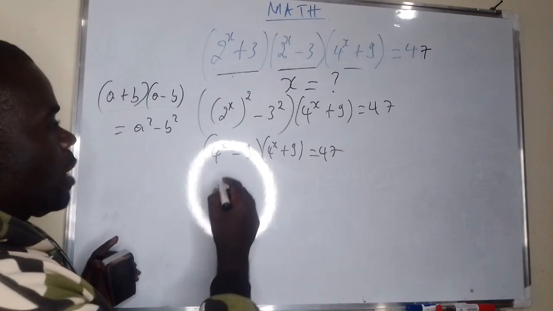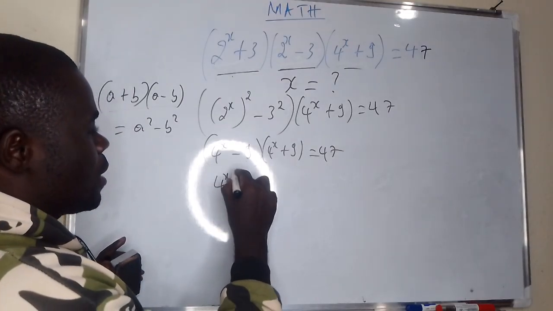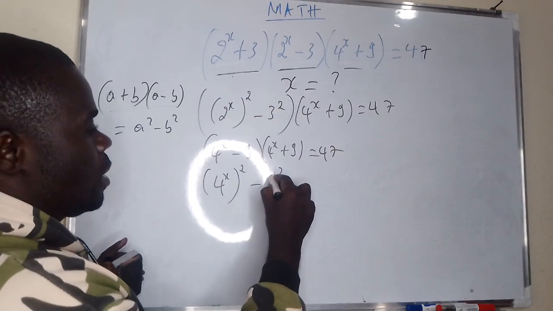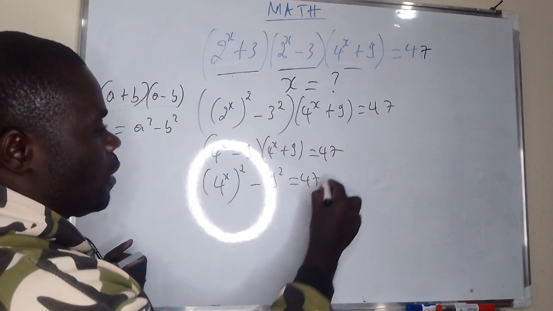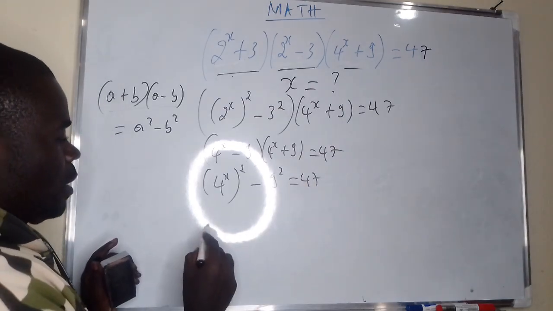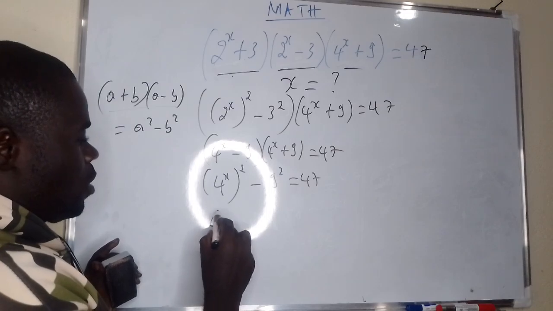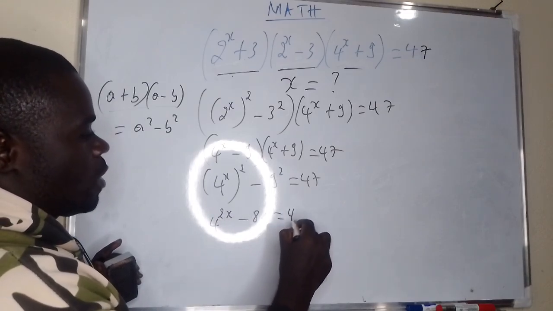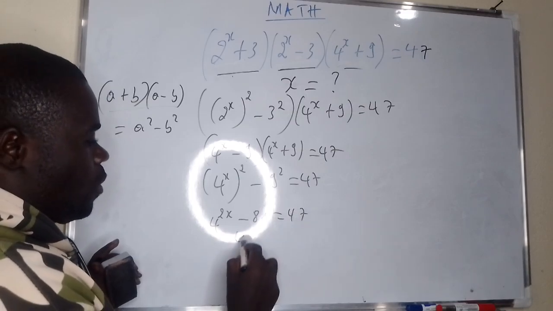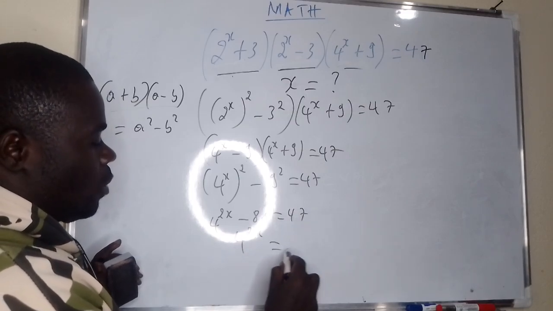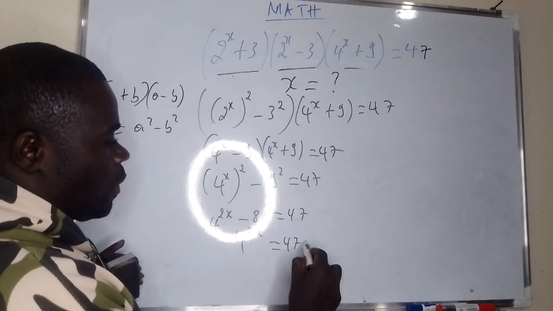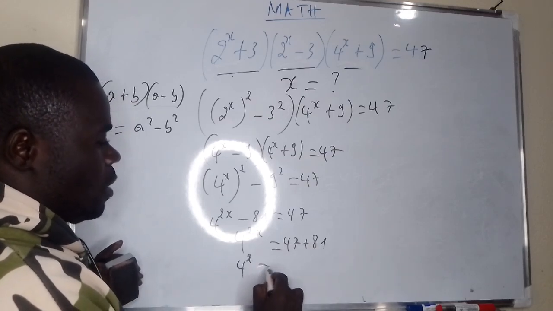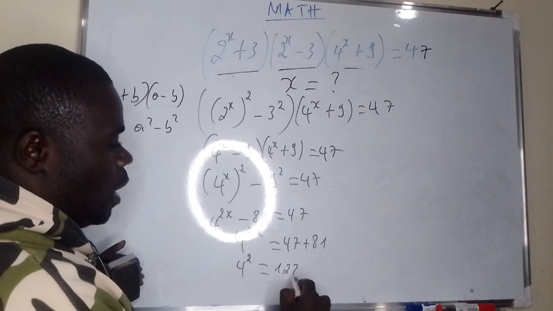So we can say that this is (4^x)² - 9², equal to 47. And this is like 4^(2x) - 81, which is equal to 47. And this is equal to 4^(2x) = 47 + 81. This is 4^(2x), which is equal to 128.